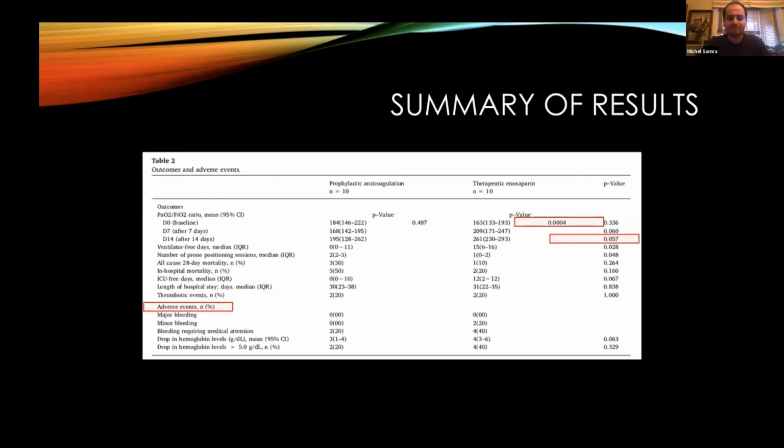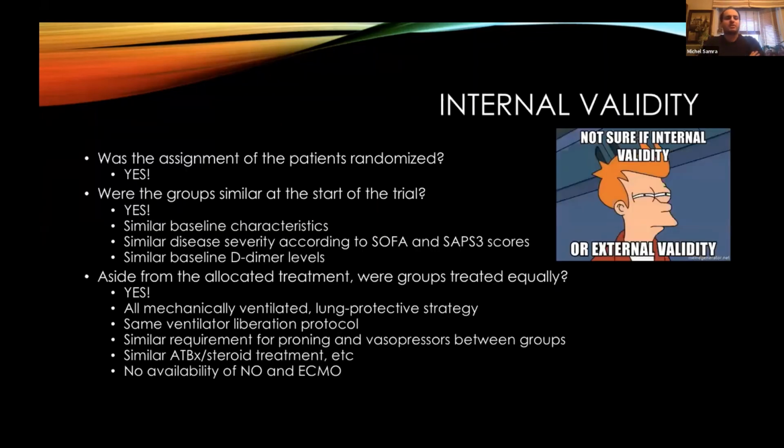So take that as you will. With regards to the internal validity, so was the assignment of the patients randomized? Yes. Were the groups similar at the start of the trial? Yes, they had very similar baseline characteristics. I'll show you on the next slide.